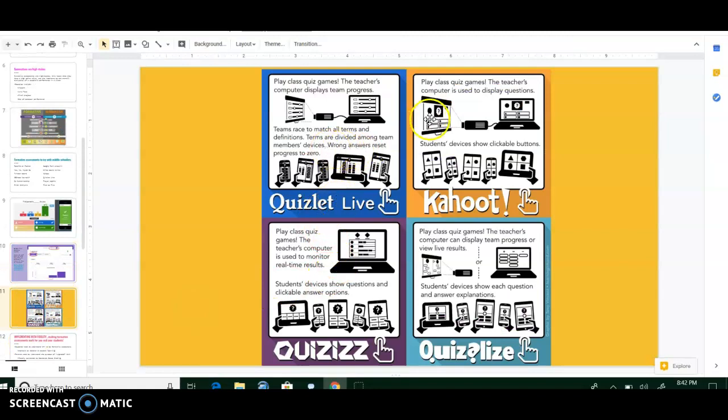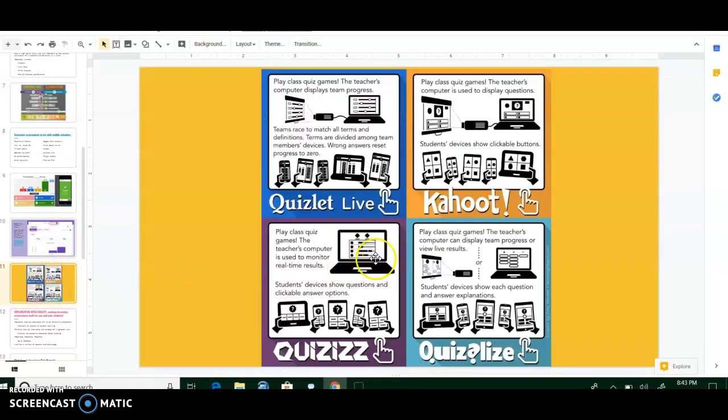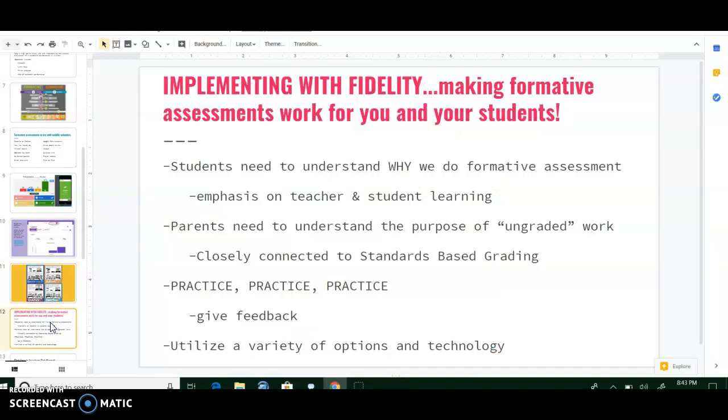Here's another infographic of some online activities you can do with students. My students also love Quizlet Live. It doesn't give the same kind of individual question feedback that Kahoot does, but Quizlet Live is collaborative, where Kahoot, my students play that individually. Quizzes is another resource that I like to use. Students can do homework on that, and there's a lot of ways to assign that and customize what you want from it. Same with Quizalize.